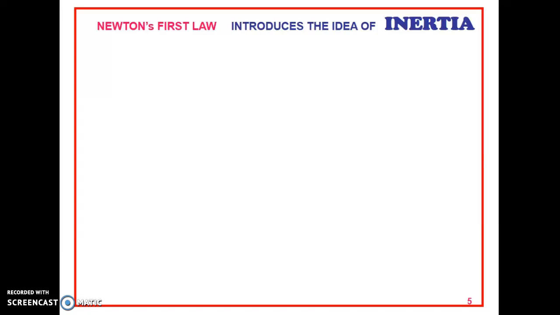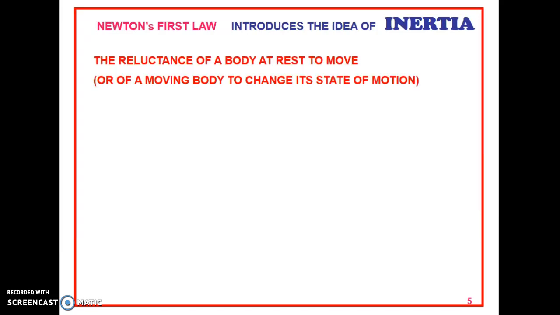So Newton's first law also then introduced the idea of inertia. Inertia basically means that an object will remain at rest or continue to move in a constant velocity, and that means same speed, same direction. And we can think of a measure of inertia as mass.